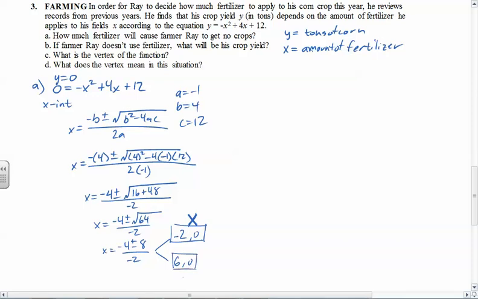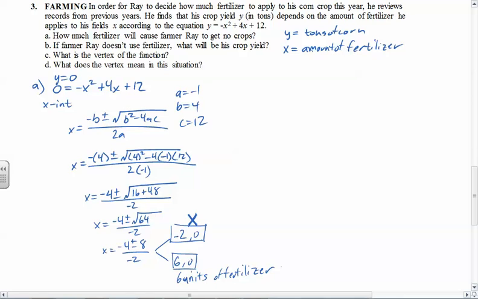Now this one right here means that we need 6 units. We don't know exactly how much fertilizer that is, but we have to assume that he knows what the units are when he was using the formula. So 6 units of fertilizer. So apparently that would be too many chemicals, or it would just overload it or something. So for some reason he wouldn't get any crops.